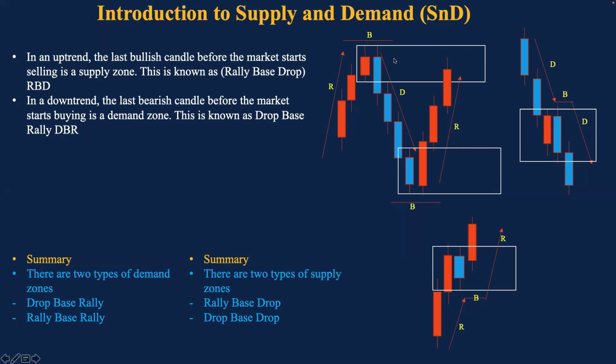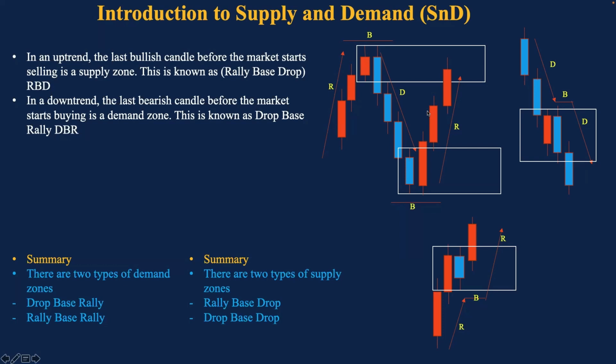Apart from that, we have rally-base-drop and drop-base-rally in supply and demand. This is the supply zone. The market was going up, we call it a rally. When it turned around, the last candle before it turned around is the base before the drop. When it was going down, it was a drop, and the last candle before the buy is a base. So we have rally, base, rally, and drop, base, drop.